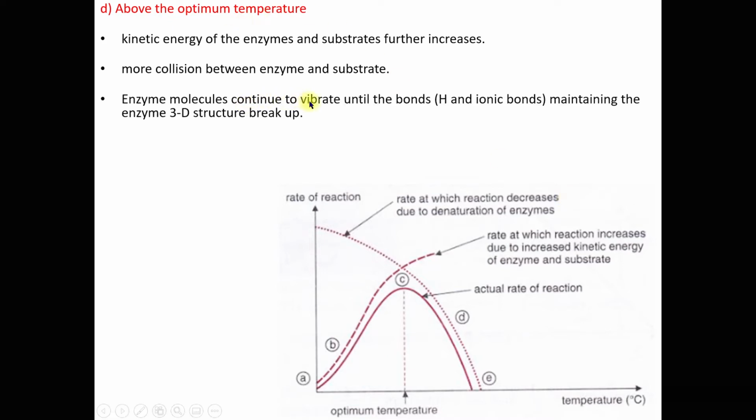Enzyme molecules continue to vibrate until the hydrogen bonds as well as ionic bonds that maintain the enzyme's 3D structure break up. When this happens, the configuration of the enzyme is changed, meaning the active sites no longer fit the substrate. That's why you have here the actual rate of reaction. This is the part where the kinetic energy of the enzyme and substrate further increases and there is more collision between enzyme and substrate.